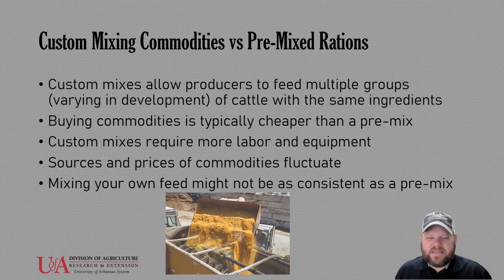Buying commodities typically is cheaper than something that's already mixed. And again, if it's mixed, you're going to have to feed it out till you're done with it. Whereas with commodities, as things change, you can change your ration. Or if you see that the ration that you're feeding is not doing its thing, then you can go back to the drawing board and come up with a new recipe. But they are typically cheaper.